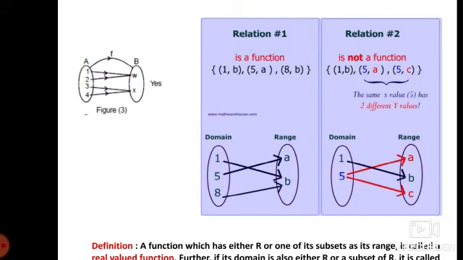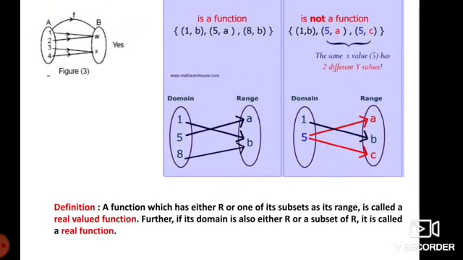Here you see 1, 5 and A, B, C. Now, 5 is having two images, A and B. So, it is not a function. By our definition, we should have only one image.